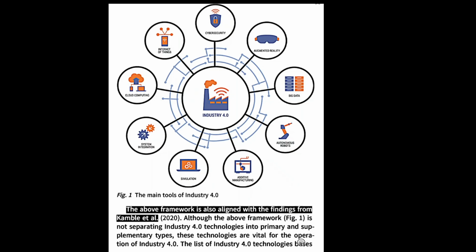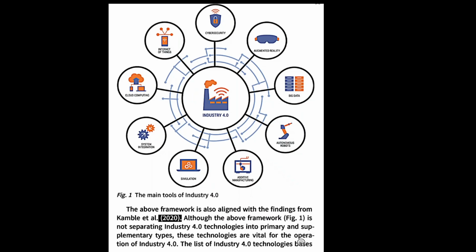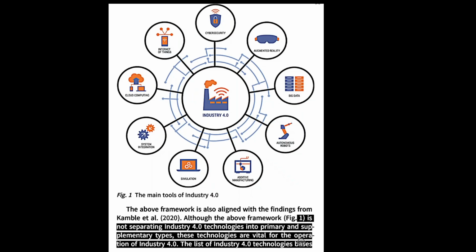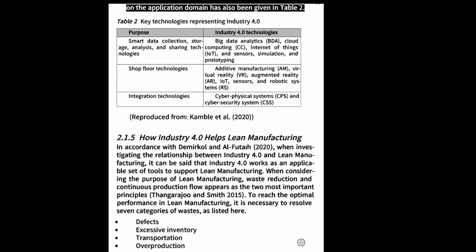The above framework is also aligned with the findings from Campbell et al. 2020. Although the above framework (Fig. 1) is not separating Industry 4.0 technologies into primary and supplementary types, these technologies are vital for the operation of Industry 4.0. The list of Industry 4.0 technologies based on the application domain has also been given in Table 2.